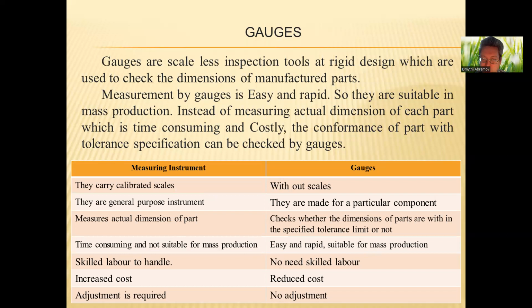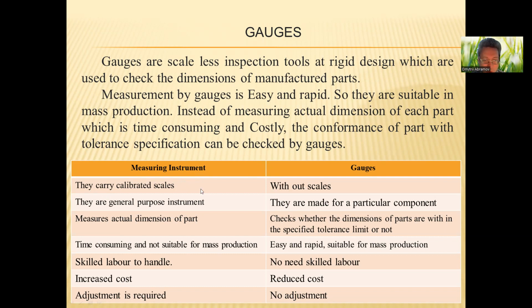Instead of measuring the actual dimension of each part, which is time consuming and costly, the conformance of the part with the tolerance specification can be checked by gauges. And now we see the table with characteristics of measuring instruments and gauges, the differences between gauges and other measuring instruments.